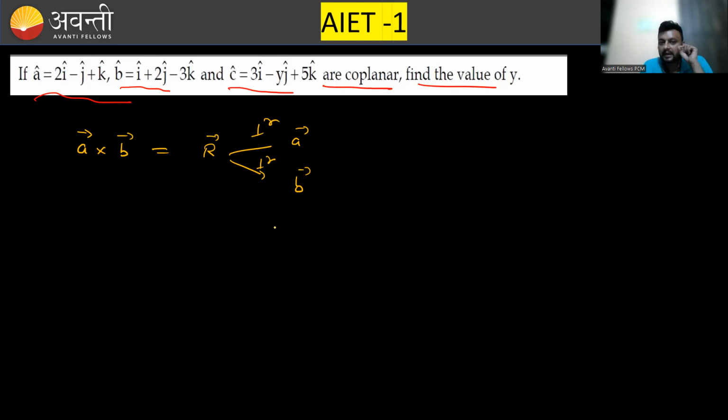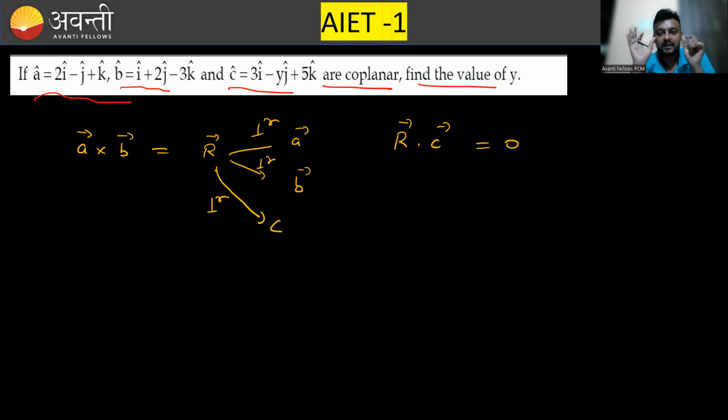Now A and B and C, all three are coplanar. That means they are in the same plane. That means the conclusion is R must be perpendicular to C as well. Now, if two vectors are perpendicular to each other, then their dot product is 0. That means the ultimate result vector R dot C should be 0. This is the concept.